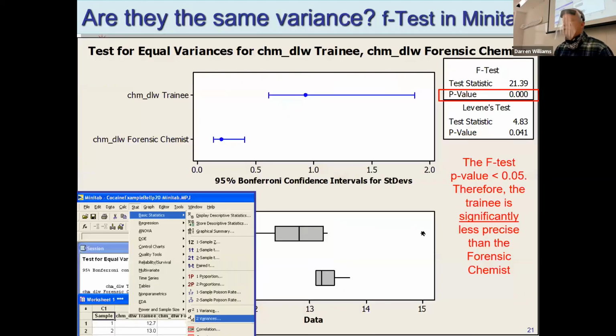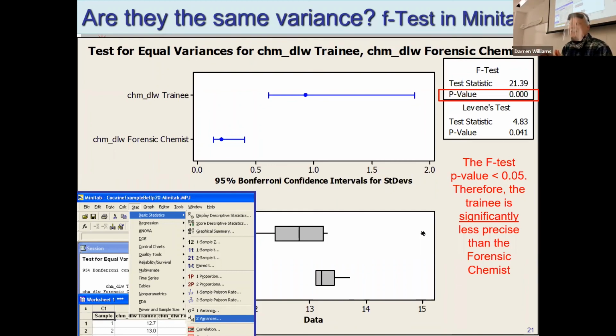You could also do the F-test in Minitab. Again, stat, basic statistics, and you could come down here and click the 2 variances and enter in the forensic chemist and trainee columns, and it gives you a nice graphical summary. This is kind of a weird thing to conceptualize, but this is our confidence interval on the standard deviations. I'd have to dig through Minitab to figure out how they're calculating that. This isn't the confidence interval for the % cocaine. This is your standard deviation plus or minus a number on your standard deviation.